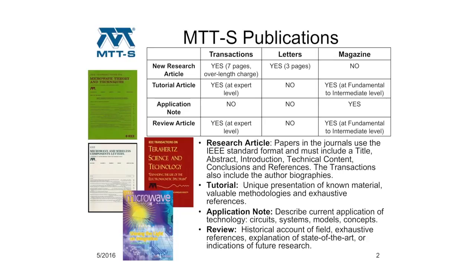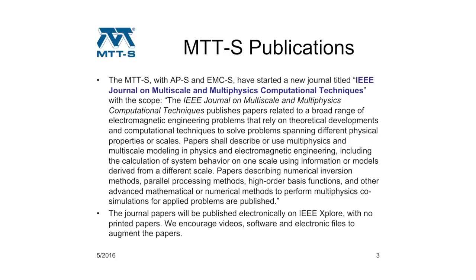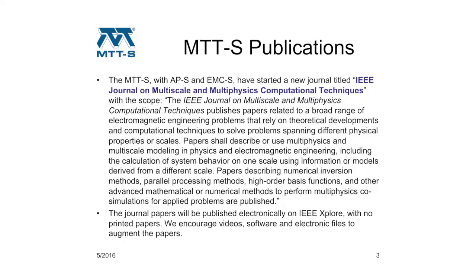Every society typically has multiple journals like this, and they all have the same criteria. Letters are shorter papers, transactions are longer papers. In addition to those journals, the MTT-S and the Antennas and Propagation Society and Electromagnetic Compatibility Society started a new journal on multi-scale and multi-physics computational techniques. It's a new journal, it just started. It's not going to be print, it's only electronic, but it is an area to publish papers in this topic area. Brand new journal, you might want to consider publishing there.